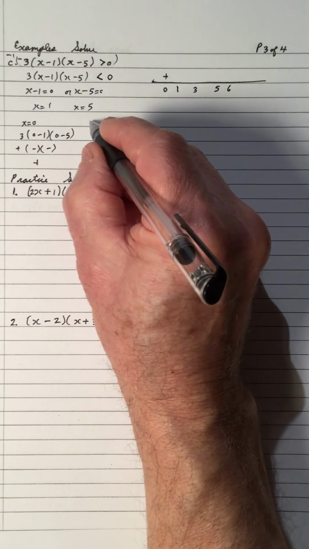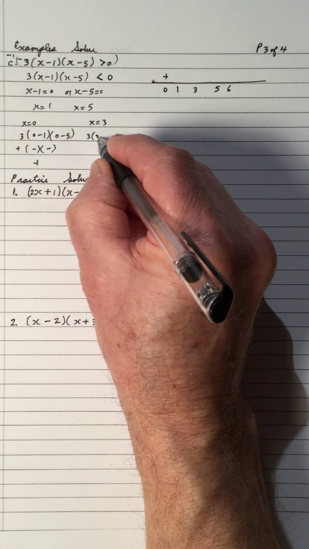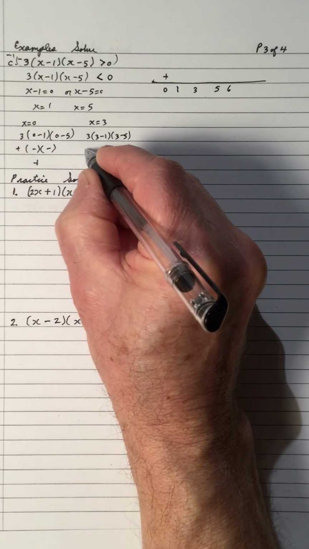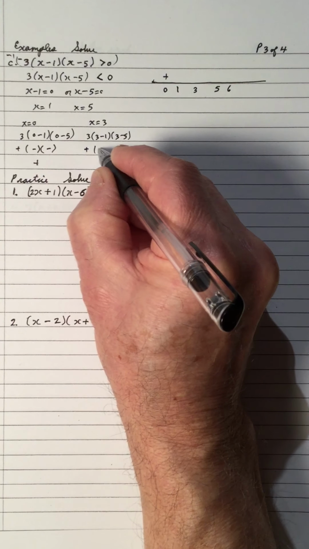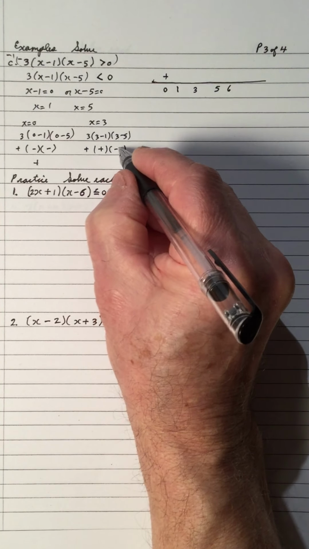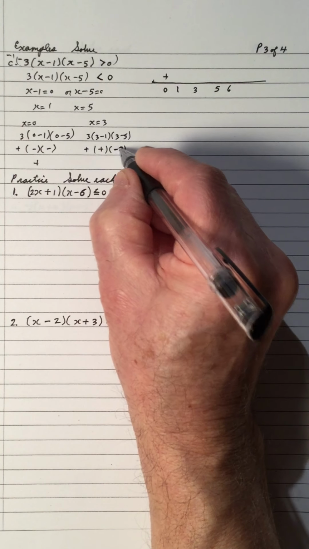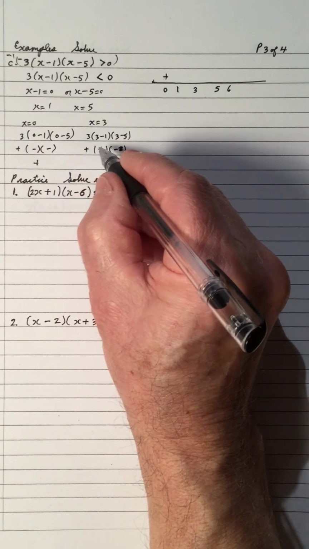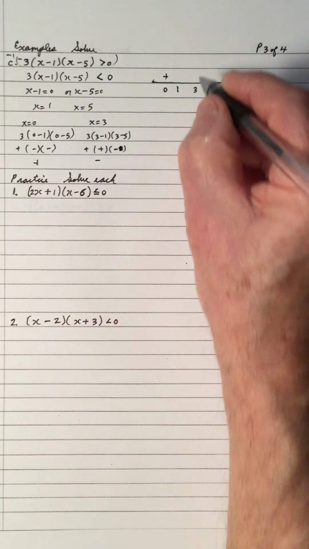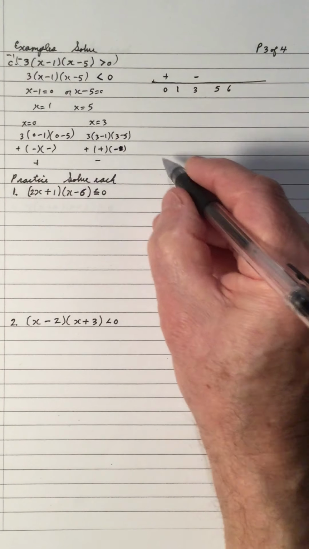Now let's deal with the number 3, and we're going to put a 3 in the place of x. So that's a positive, that's a positive, and that's a negative. Positive times a positive times a negative is going to be negative. So in between 1 and 5 is going to be negative.